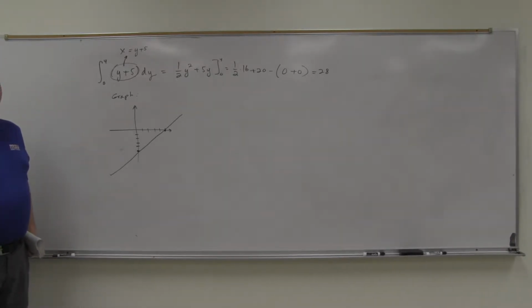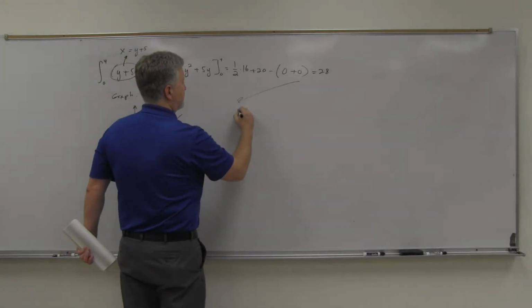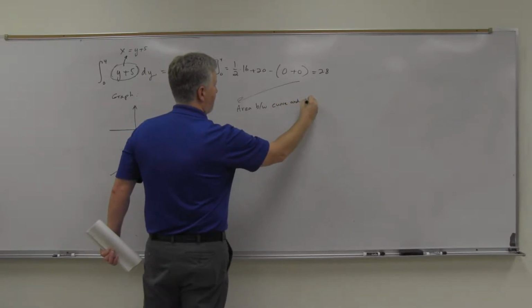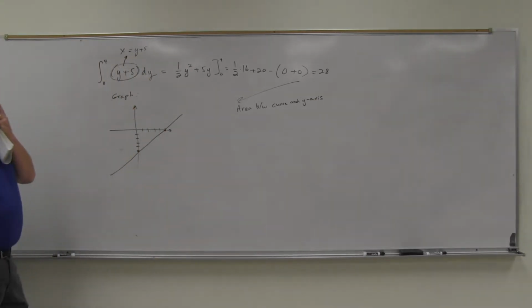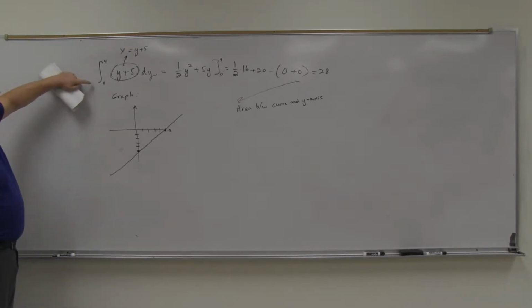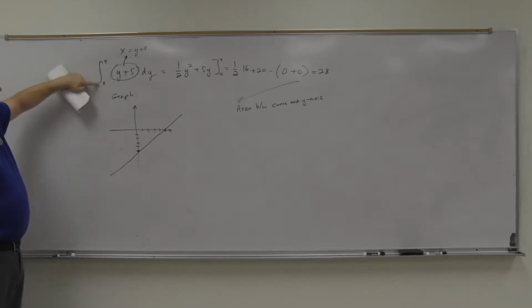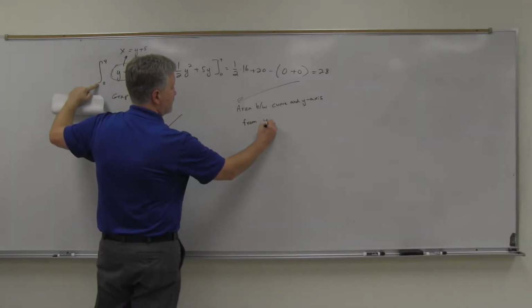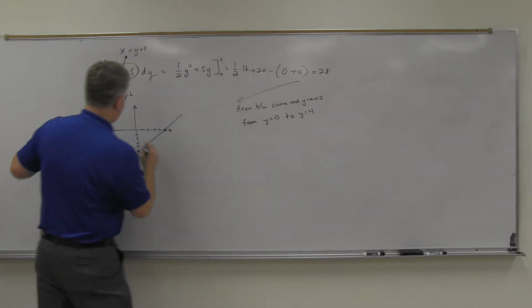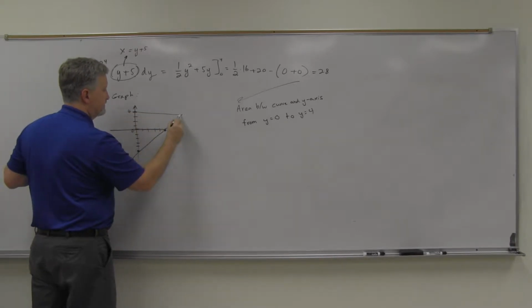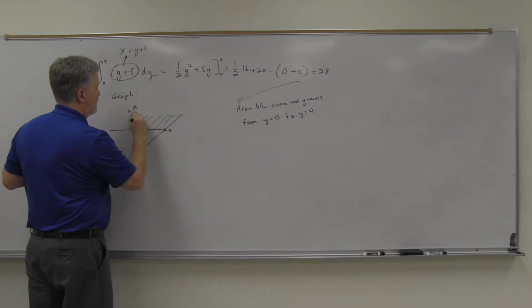But what's that 28 refer to? It's an area, but since I'm integrating with respect to y, this is an area between the curve and the y-axis. And what area between curve and y-axis am I talking about? Well, it's between these y values, right? Since I'm integrating with respect to y, these are y values. So I'm going from y equals 0 to y equals 4. It's that area between the curve and the y-axis.